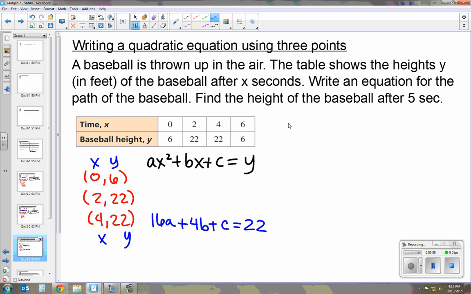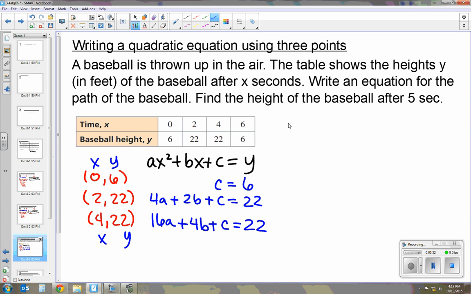And we've now written an equation with 3 variables. So let's do that for the next one. We're going to go up. So 2 squared is 4, so we have 4a plus 2b plus c equals 22. And the very last one, since x is 0, all we're left with is c equals 6.